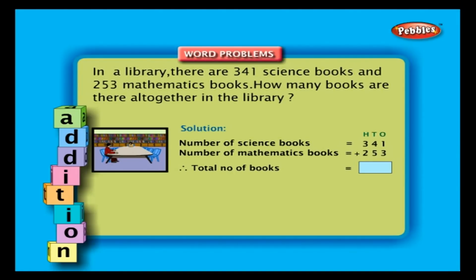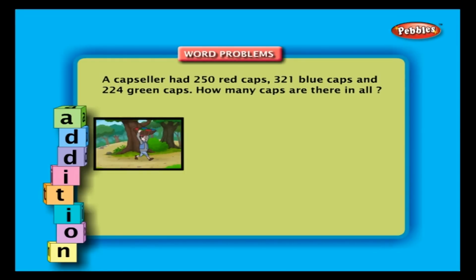Add the ones column. 3 plus 1 is equal to 4. Add the tens column. 4 plus 5 is equal to 9. Add the hundreds column. 3 plus 2 is equal to 5. On adding 341 and 253, we get 594. So, the total number of books in the library is 594.